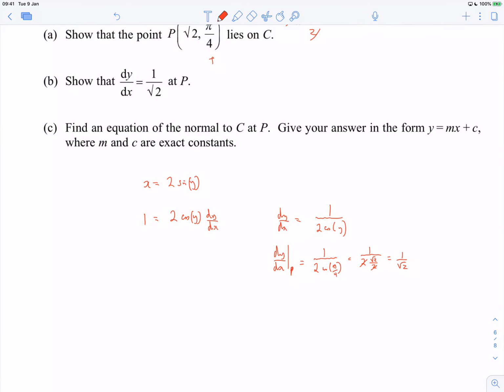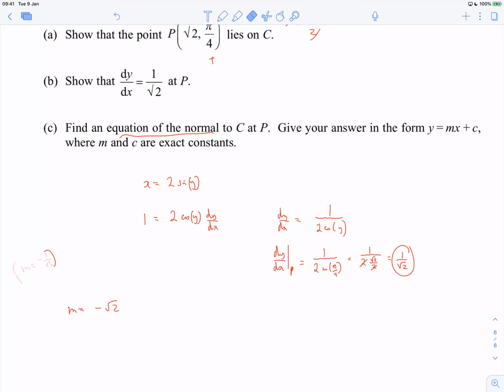Now here's the mistake I made. Find an equation to the normal. If the gradient of the tangent is 1 over root 2, then the gradient of the normal is negative root 2. In the previous edit, I just did minus 1 over root 2, and I forgot to reciprocate it, which led to the wrong answer.